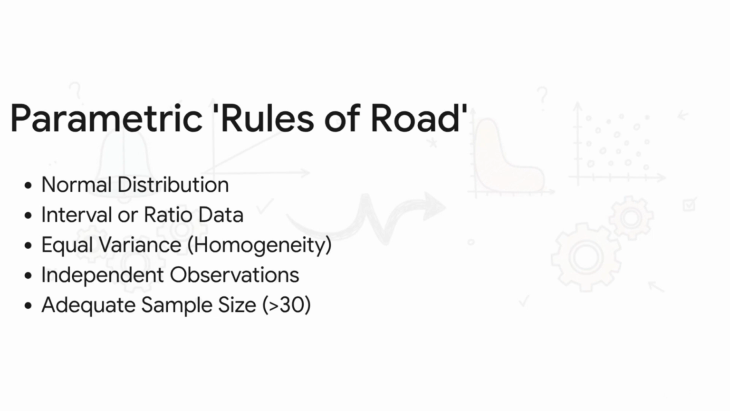It also has to be numerical. We're talking measurements on an interval or ratio scale. The groups you're comparing, their spread or variance should be pretty similar. Plus, each data point has to be independent of the others. And finally, you generally need a decent sample size. Think more than 30 per group as a rule of thumb.